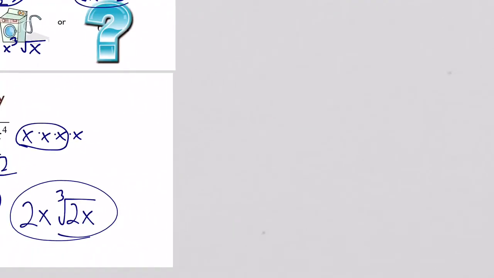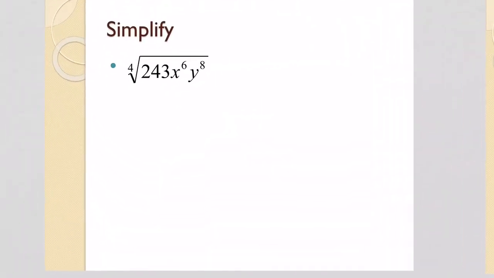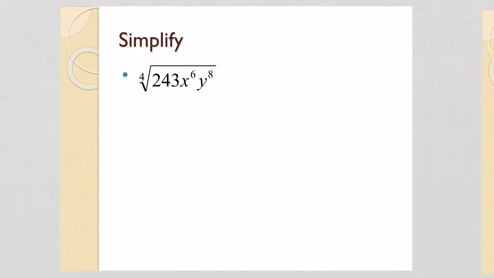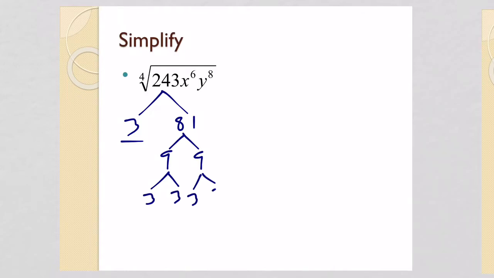So let's go ahead and try that one more time. When I look at this one, I see that I have a 4, so it's a 4th root. So when I break this down, 243. I know 3 goes into there 81 times, so 3 times 81. And then the 81 will break down into a 9 and a 9. This 3 does not break down because it's prime. And then these 9s break down into 3's. 3 and 3 and 3 and 3.